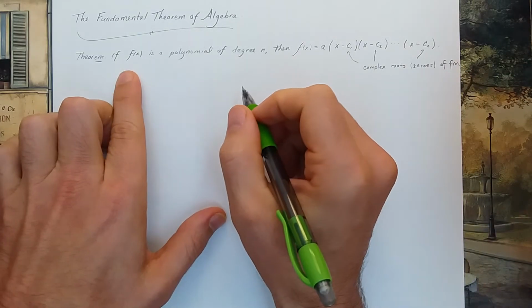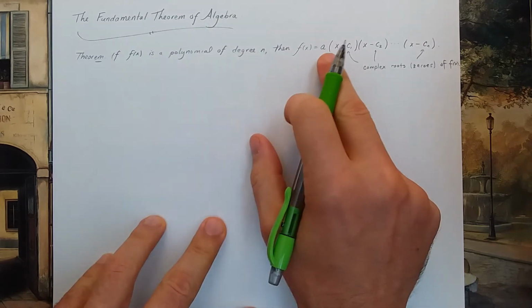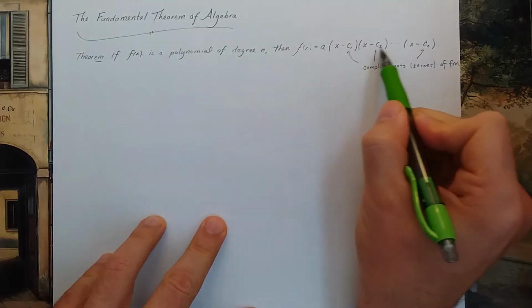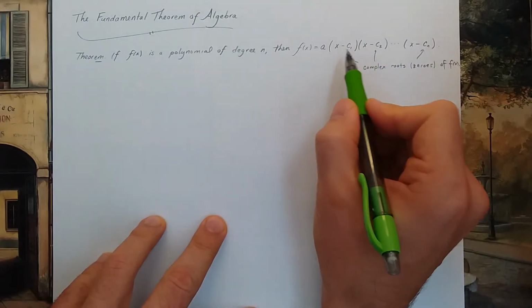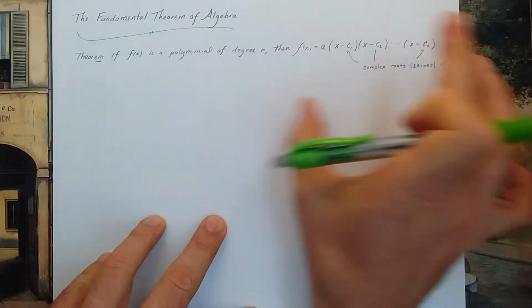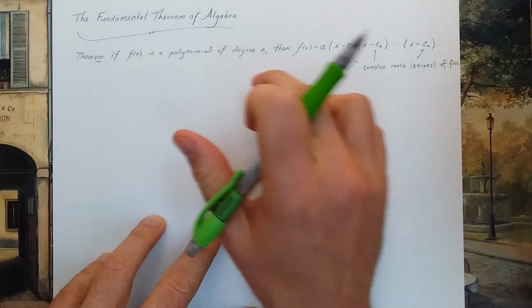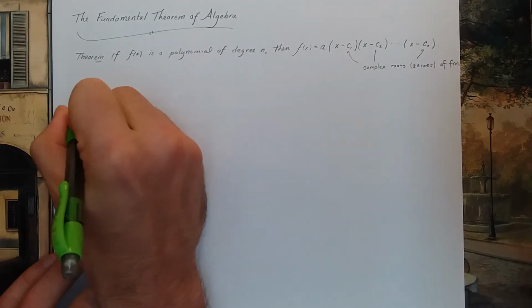So what the fundamental theorem of algebra says is that any degree n polynomial can be factored into a product of n linear terms. So you don't need squares or cubes here. You can always fully factor any polynomial of degree n. Let's see some examples of what this means in practice.